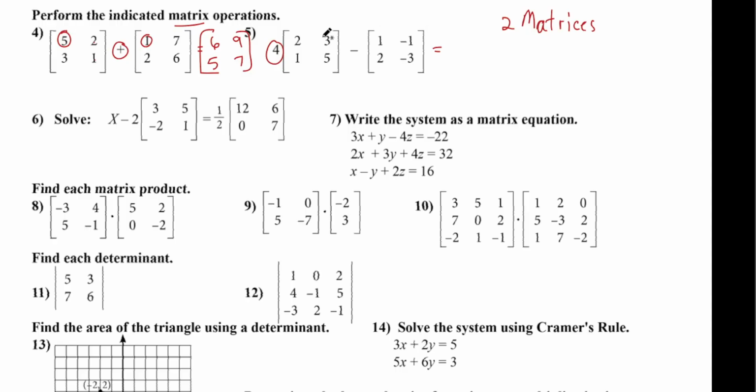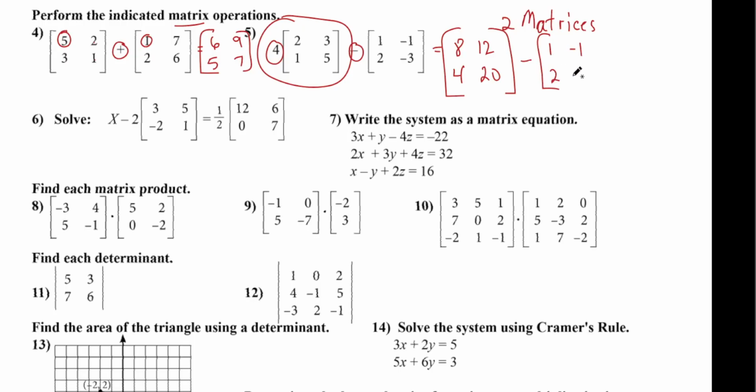Okay, so what we're going to do is multiply that number on the outside of that parentheses. That just means we're taking 4 and multiplying it by everything in here. So 4 times 2 is 8. And then that's going to be 12. This is going to be 4. And this is going to be 20. So we're going to take that matrix and then subtract this matrix from it.